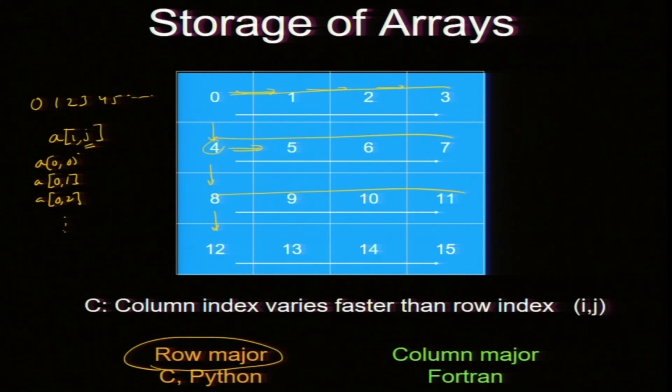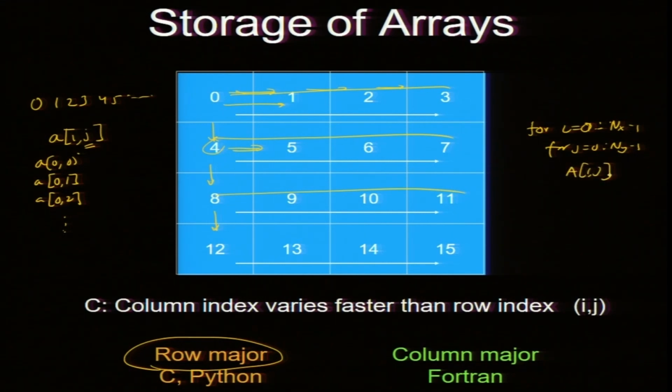So, the question is how should I make the loop? Should the row index be the outer loop, for i equal to 0 to nx minus 1, for j equal to 0 to ny minus 1, then a[i, j]? I am not using a range here. Should I do this or flip the loop order? I could also do for j equal to this, then for i, a[i, j]. So, which is faster?